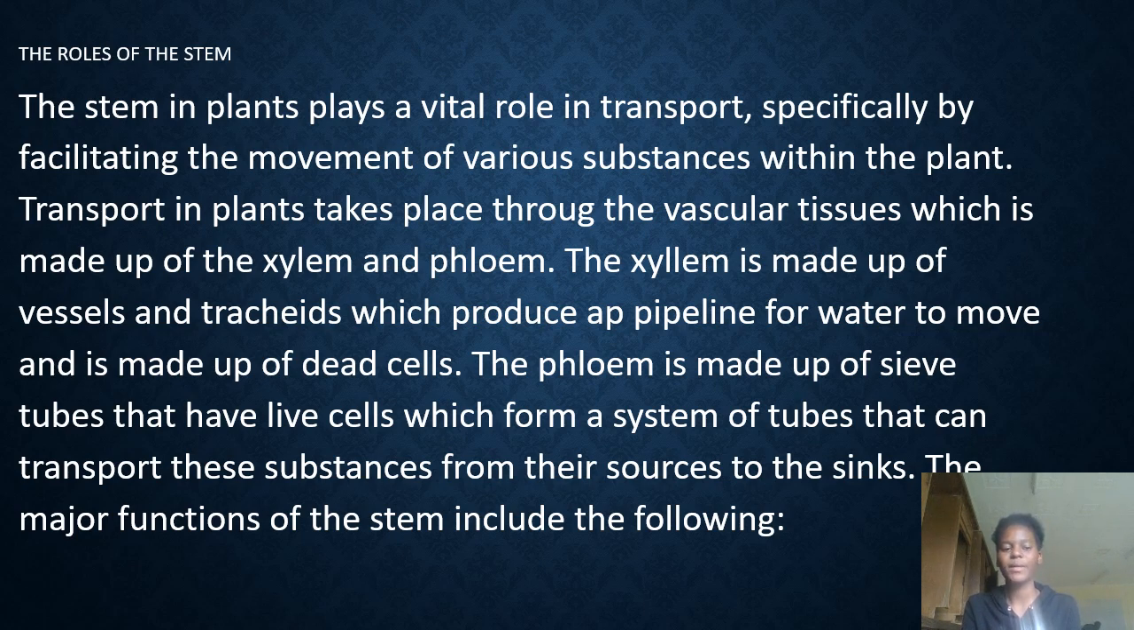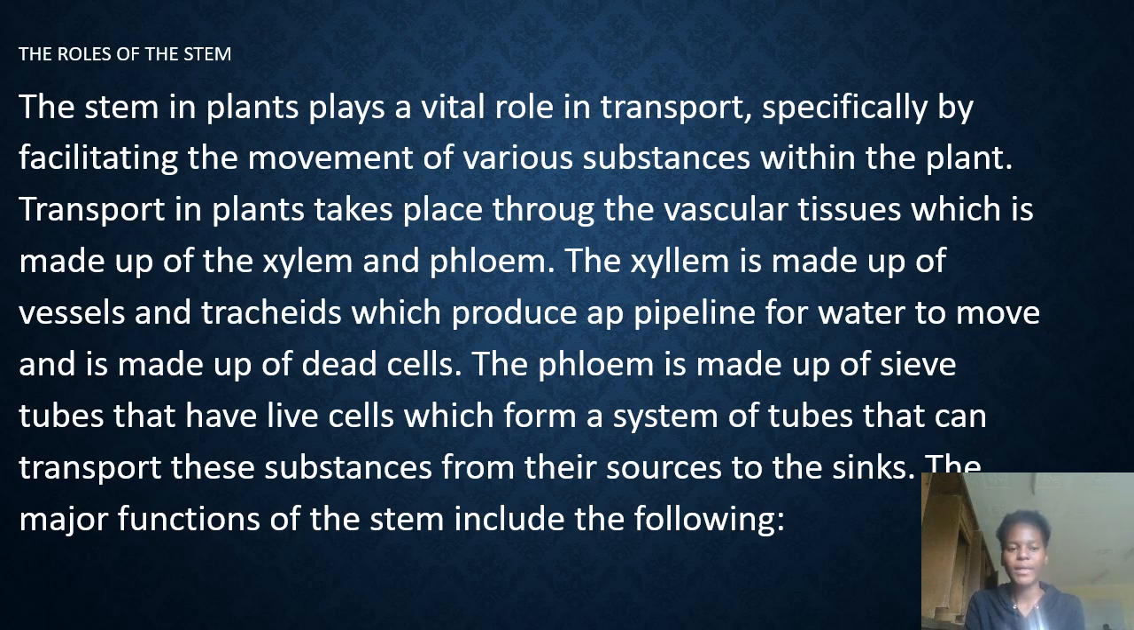Transport of water and minerals. The stem contains xylem, a vascular tissue that transports water and minerals absorbed by the roots from the soil to other parts of the plant through the process of transpiration. This process helps to maintain plant hydration and provides essential nutrients for growth. The stem xylem vessels transport water and minerals through capillary action and cohesion tension mechanisms.